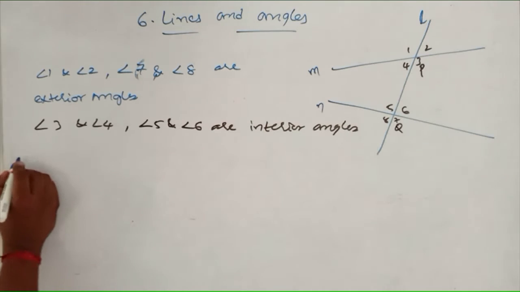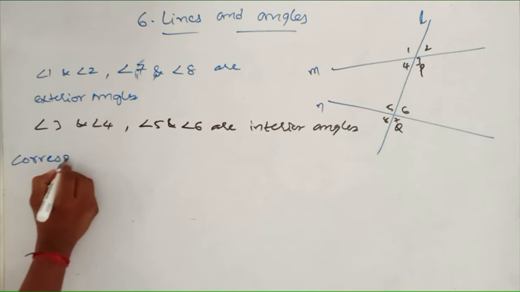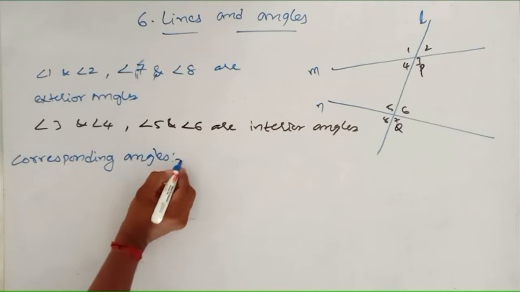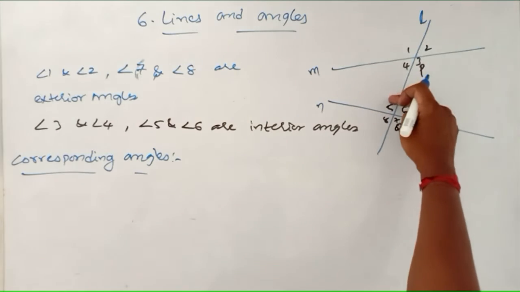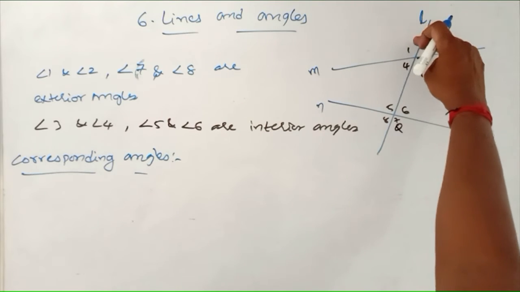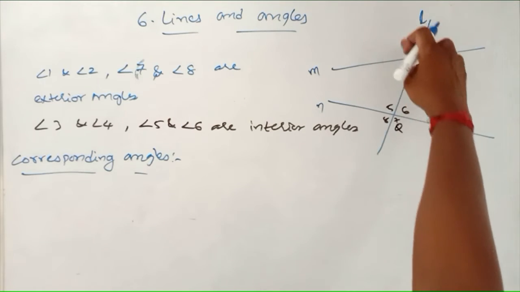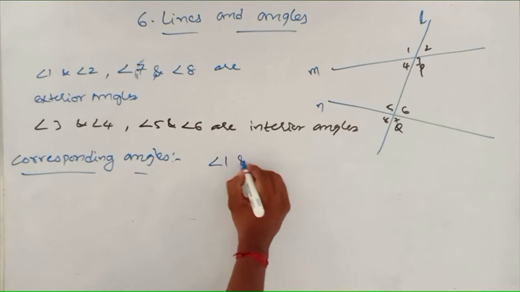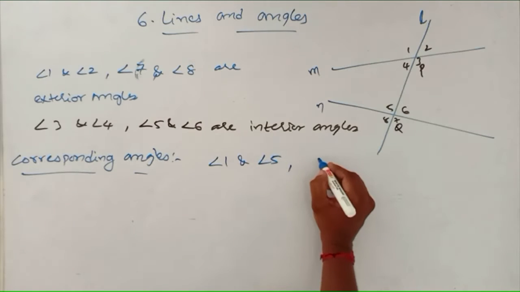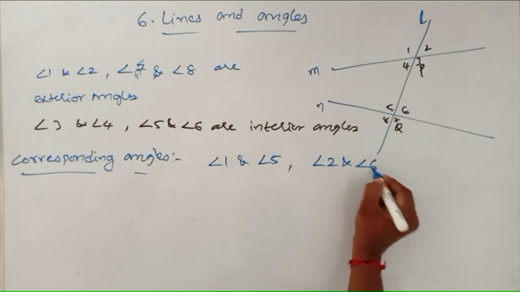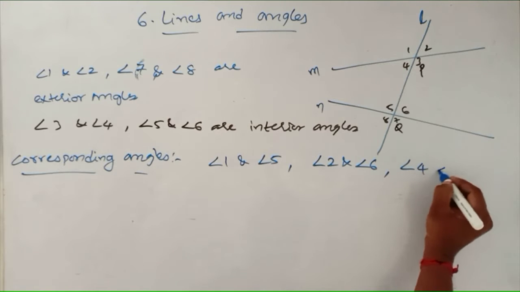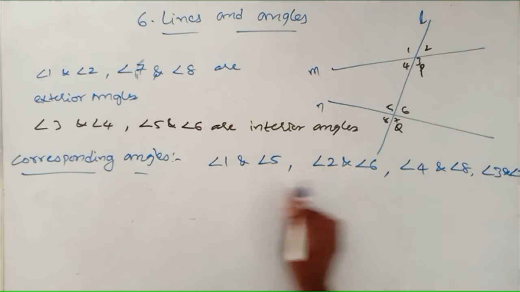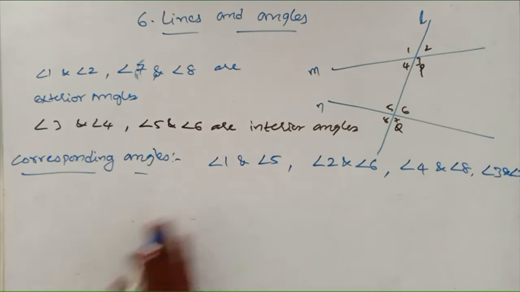Now these angles we will classify in the following ways. The first one is corresponding angles. Here 1 corresponds to 5, because angle 1 is an exterior angle and angle 5 is an interior angle. So angle 1 and angle 5 are corresponding angles, and next is angle 2 and angle 6. In the same way angle 4 and angle 8, and angle 3 and angle 7. These are corresponding angles.